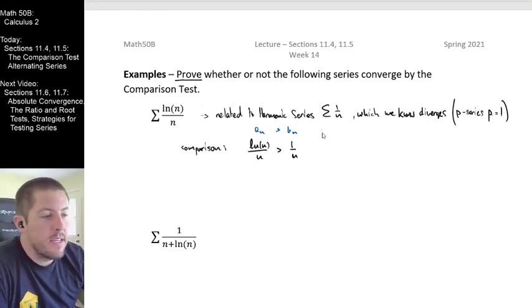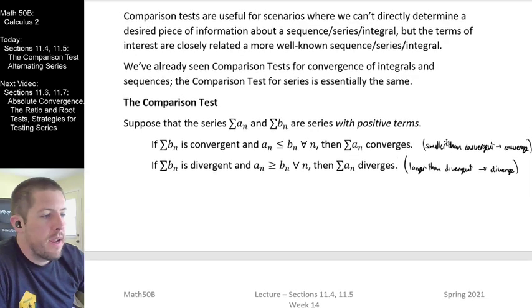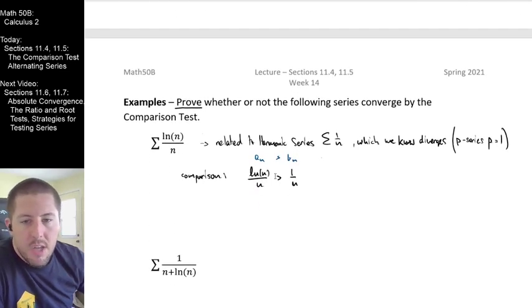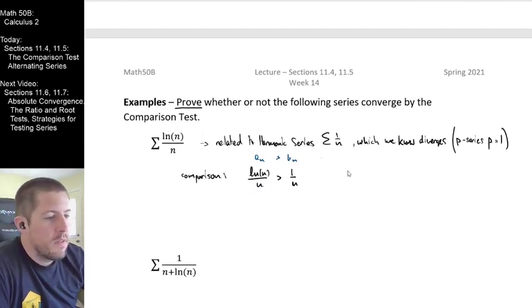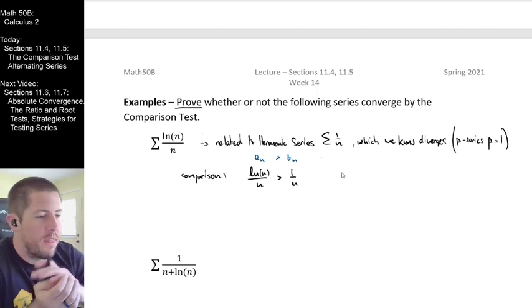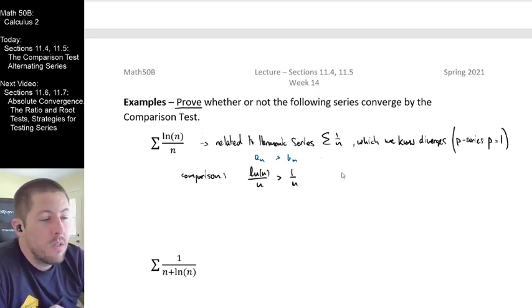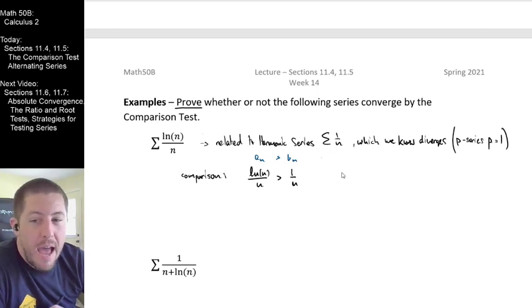And now, is this statement that we made up above, that this needed to be true for all values of n that are positive integers, always true? Well, if n is 1, that's not true because we get 0 over 1 equals 1 over 1. If n equals 2, then we get 0.693 over 2, which is like 0.35, which is not bigger than 1/2.